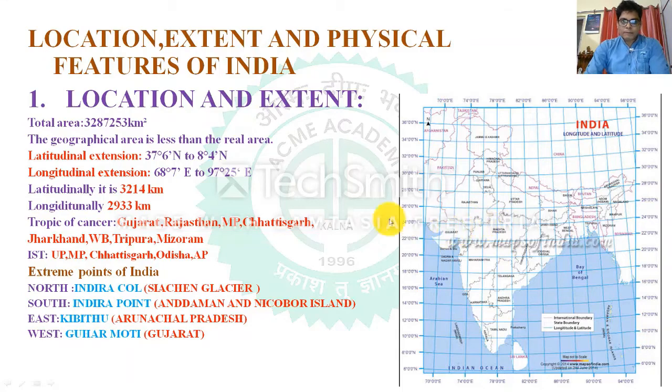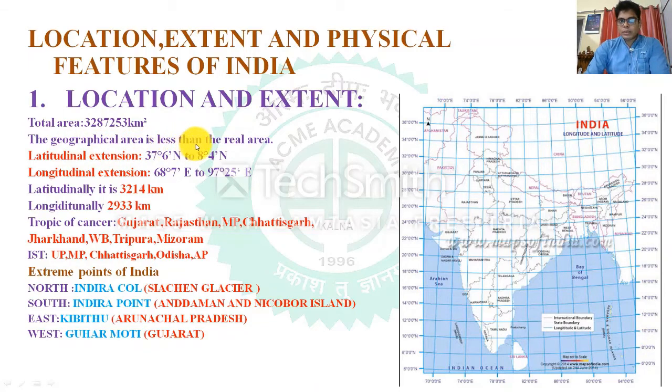So let's start. If you consider the total area of India, you can see over here 3287253 square kilometer. This is our total area. If it is very hard to remember, you can remember it this way: 3.28 million square kilometer.